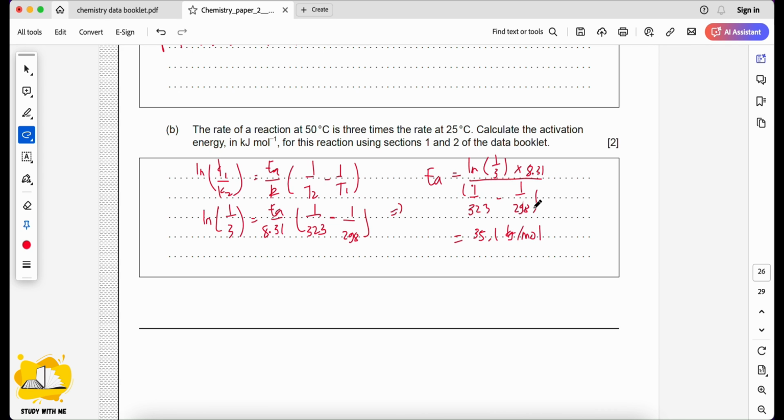All right, so that's all for the explanation of Paper 2, HL, May 2023, time zone 2.